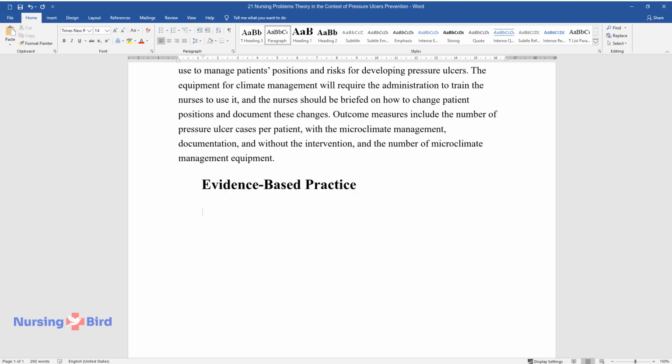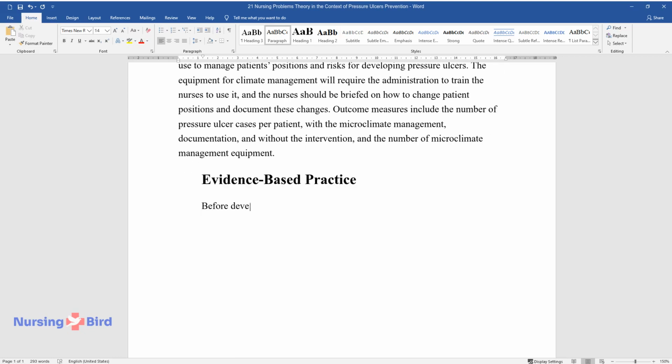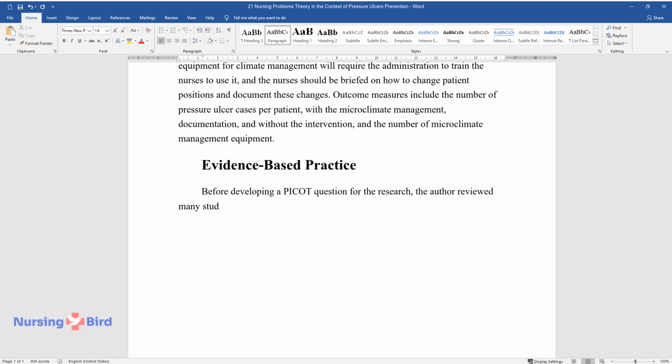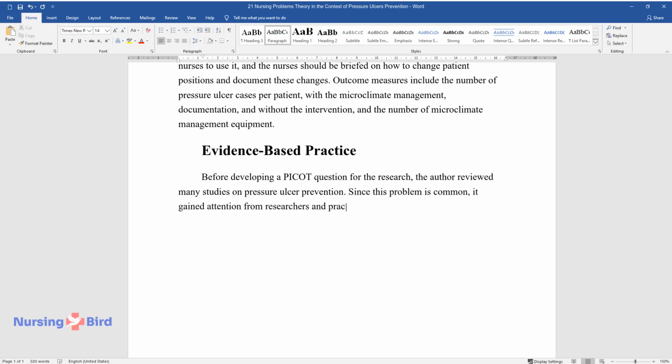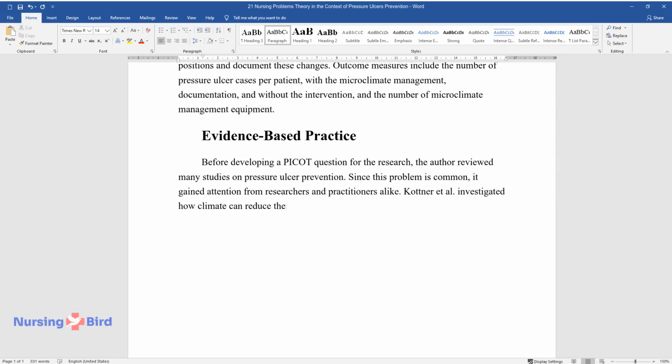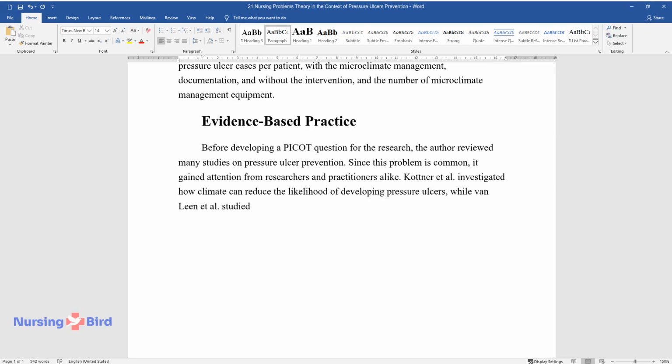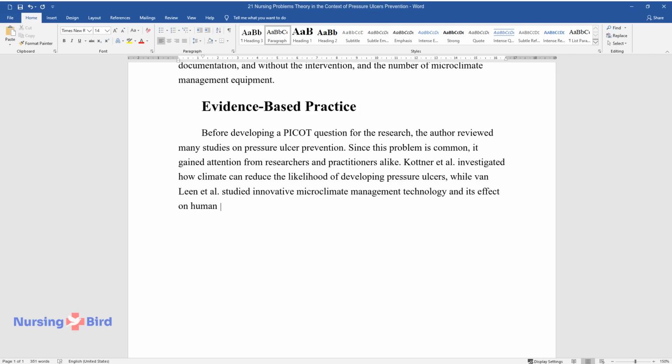Evidence-based practice. Before developing a PICO question for the research, the author reviewed many studies on pressure ulcer prevention. Since this problem is common, it gained attention from researchers and practitioners alike. Kottner et al. investigated how climate can reduce the likelihood of developing pressure ulcers, while Leen et al. studied innovative microclimate management technology and its effect on human skin.